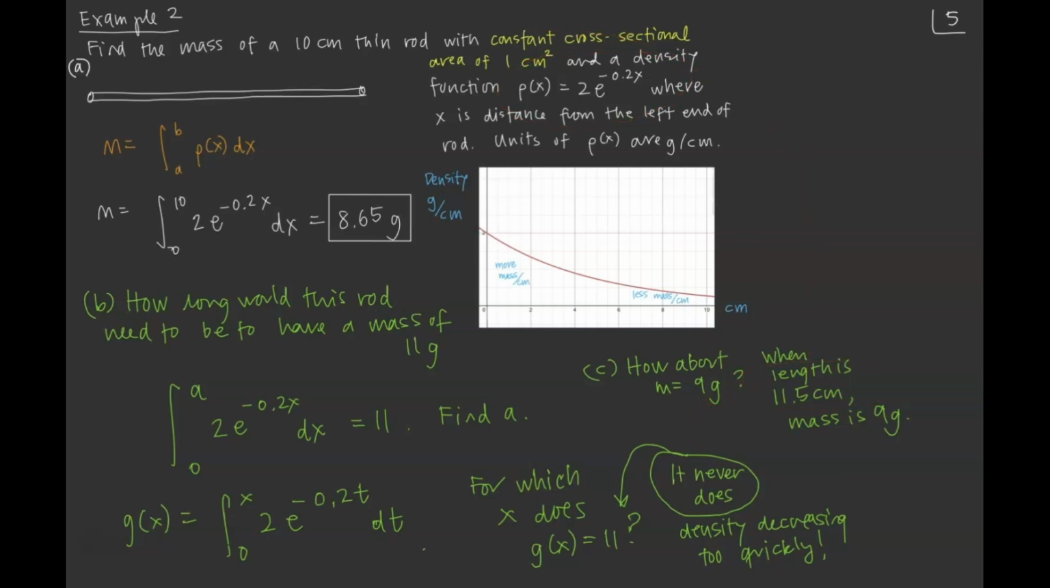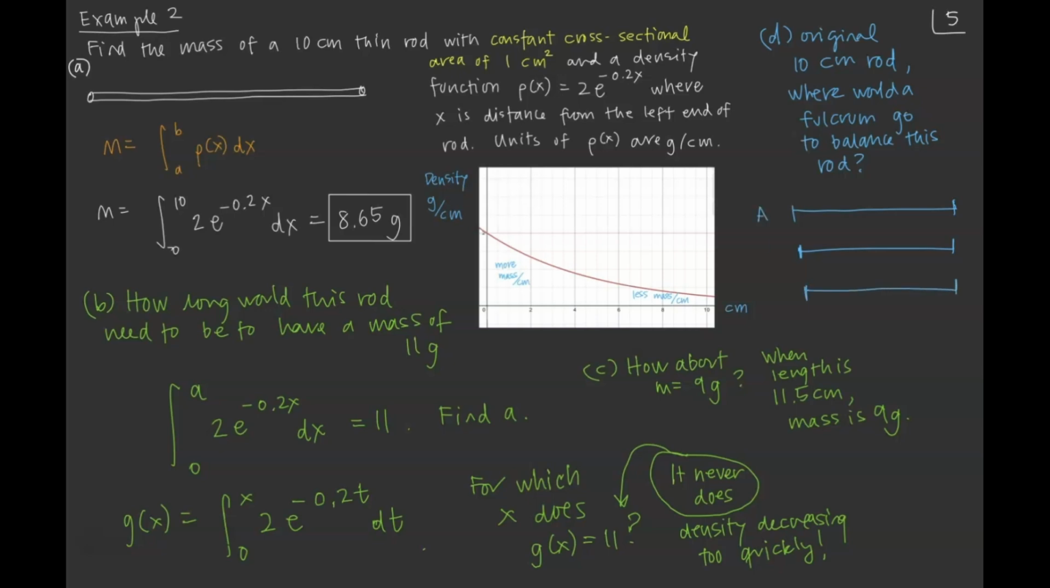There's one last question I want to ask, and it is this. The original 10 centimeter rod that we started with, say that you wanted to balance it, where along this line would you put a fulcrum so that you can balance this rod? Or where would you put your finger to balance it? Where would a fulcrum go to balance this rod? Let's take 3 scenarios of this 10 centimeter rod. We'll call them A, B, and C.